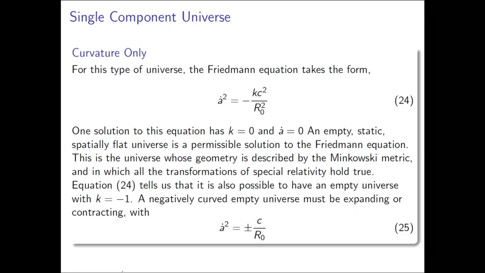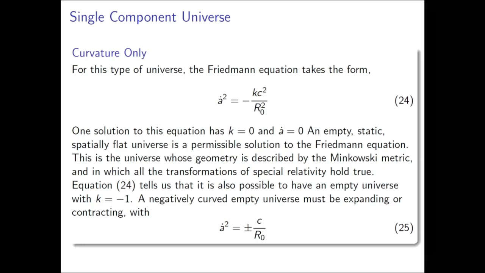Because it can happen, because we are considering that our universe works under the Friedmann equation. So we consider one of the solutions of the Friedmann equation where k is equal to 0 and a dot is equal to 0. So this is an empty, static, and spatially flat universe. Since k is equal to 0, that means it's a flat or Euclidean space. So since it's a flat or Euclidean space, the geometry that can be used to describe the universe is given by the Minkowski metric. So we can use the laws of special relativity to understand that specific universe.